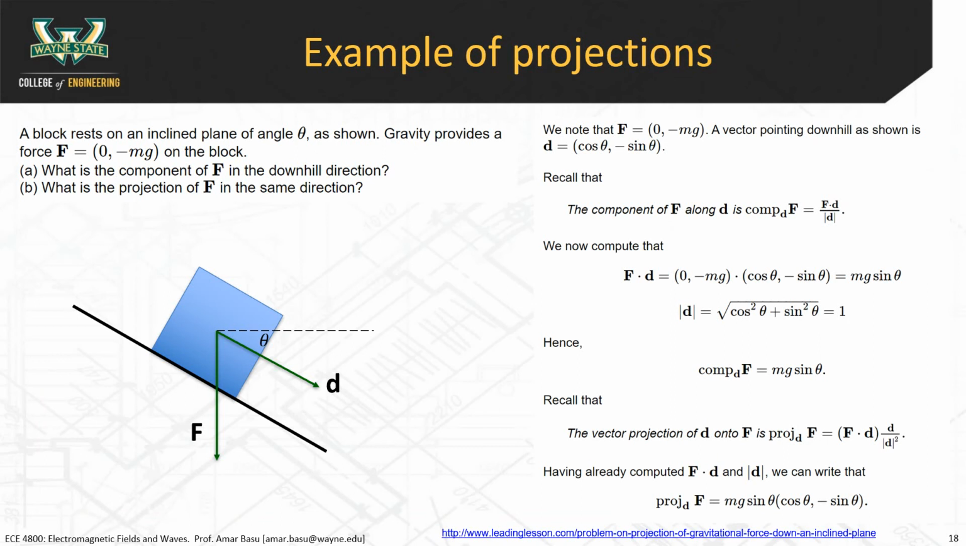Suppose we have a block that rests on an inclined plane of angle theta, as shown, and gravity provides a force F equals 0 times negative mg on the block. So the question here is, what will be the component of F in the downhill direction, and what is the projection of F in the same direction? This is a very simple problem that you'll get in any physics type textbook, but it illustrates the importance of components and projections in a real world scenario.